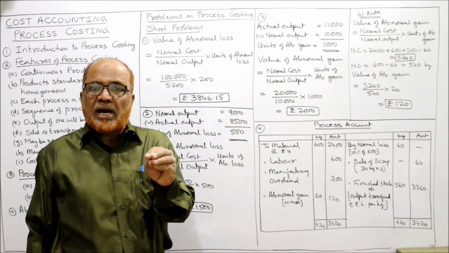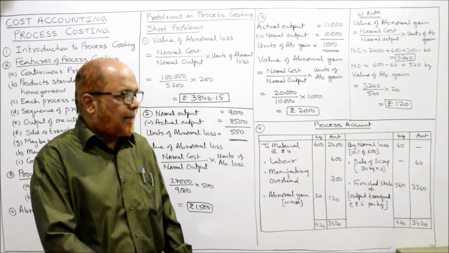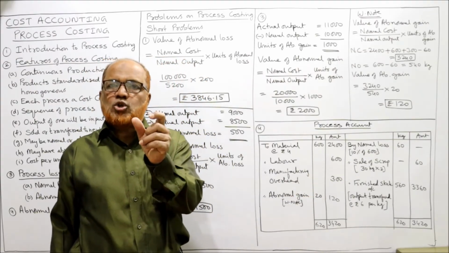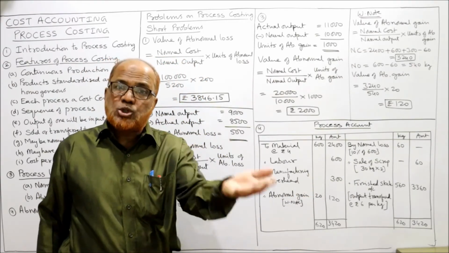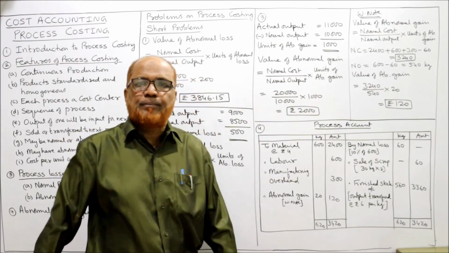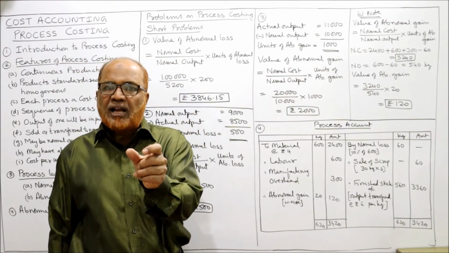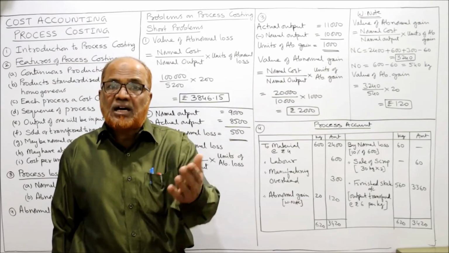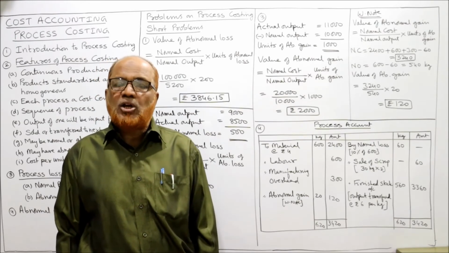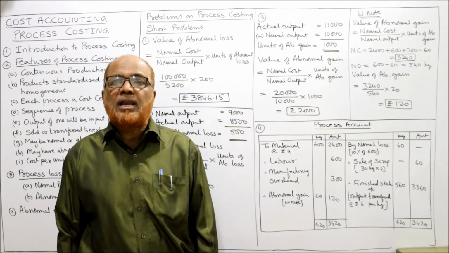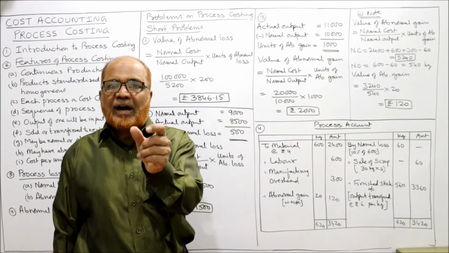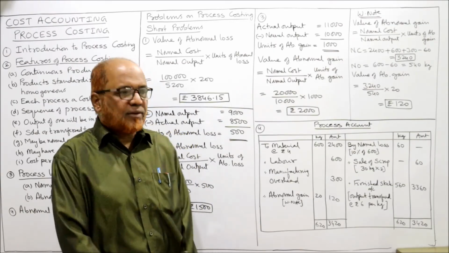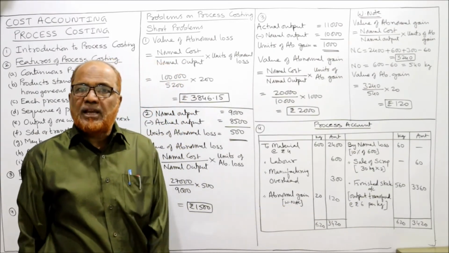तो 540 किलोग्राम आउटपुट आना चाहिए. 600 minus 60 is 540. 540 should be the output, but actual output is given in the problem 560. 540 आना चाहिए लेकिन 560 आ गया, तो 20 किलोग्राम ज्यादा आ गया. So that excess 20 kilogram is called abnormal gain. Instead of 540 we got 560. So there is abnormal gain.